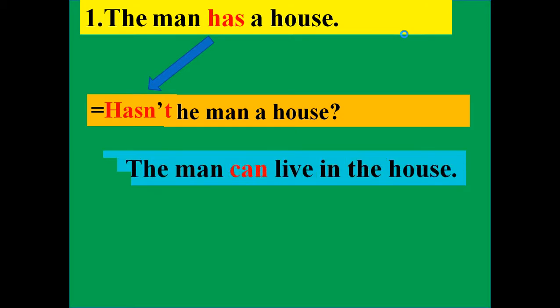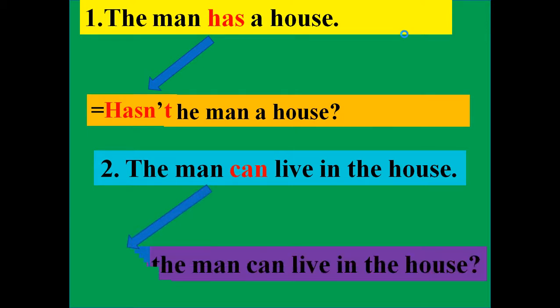Now, look here, another example too. The man can live in the house. Here we can see can. So, can is an auxiliary verb, modal auxiliary. If there is a modal auxiliary, we can use this auxiliary verb at first of the sentence with not. Yet there is no not in examples 1 and 2.